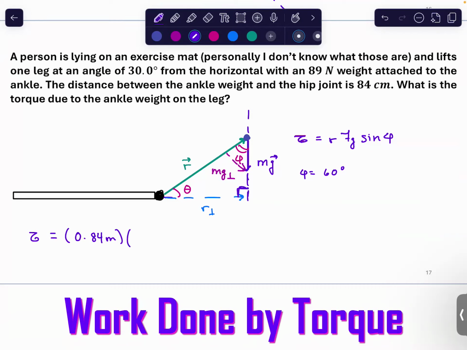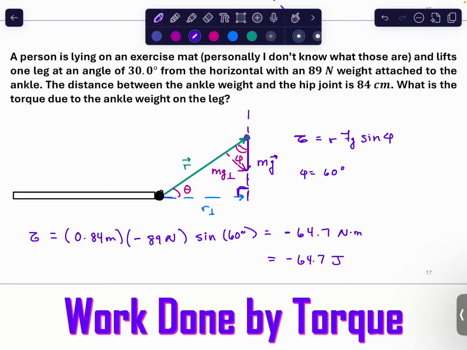And we'll talk about this. So I'm going to go ahead and put the gravitational force as negative 89 newtons because it's pointing down. And then we'll have the sine of 60 degrees. This is going to give us a torque of negative 64.7 newton meters. The newton meter is the joule, so it's negative 64.7 joules. You notice that torque has units of energy.